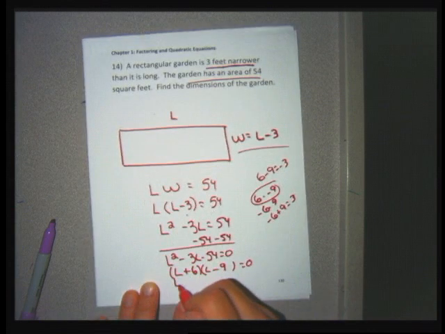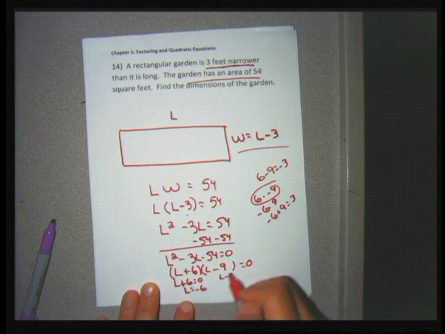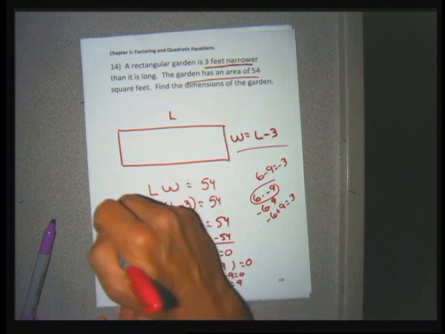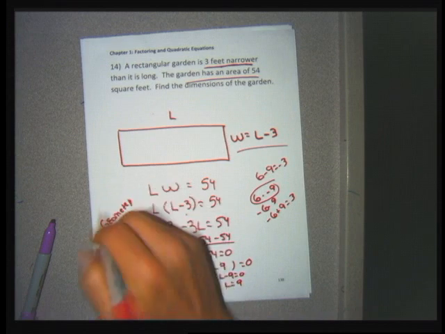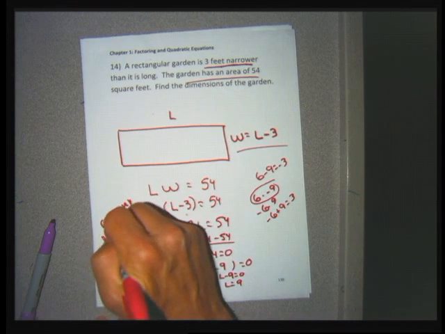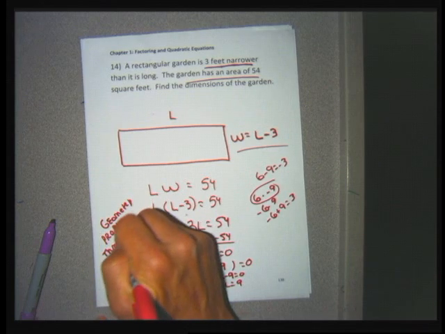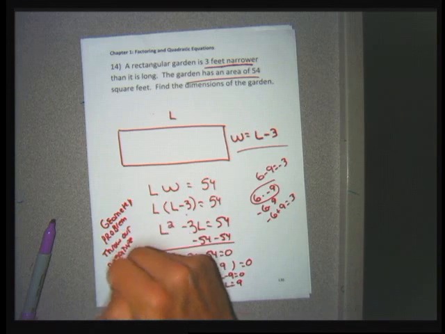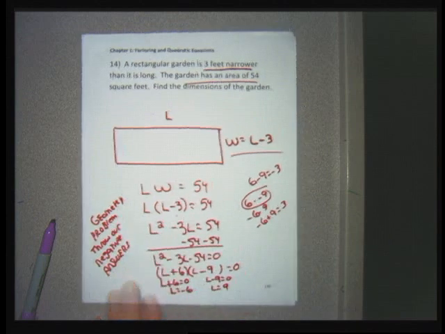And now I'm going to go L plus 6 equal to 0 and get L equal to negative 6, and L minus 9 equal to 0 and get L equal to 9. And then in geometry problems, that's what this is. A rectangle is a geometry problem. I ignore or throw out negative answers because lengths and widths of rectangles can only be positive.